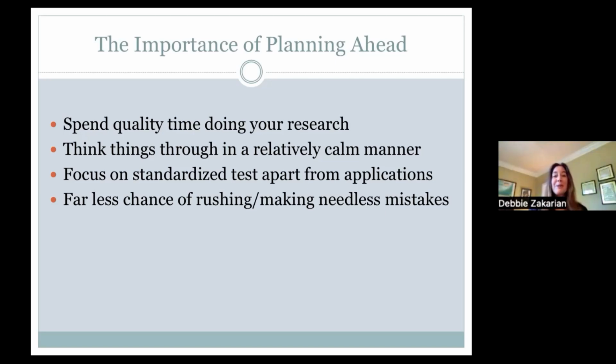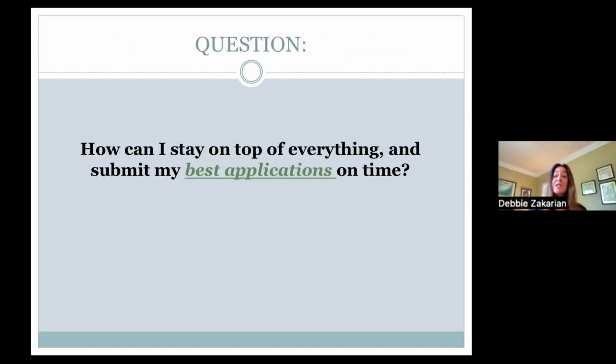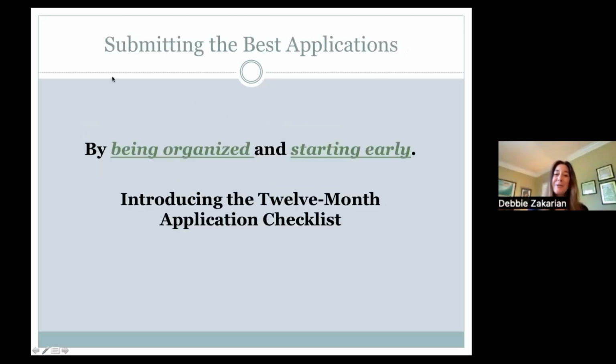Well, this leads us to our next question, which is, how can I stay on top of everything? This is a lot of information, and I want to submit my best applications on time. And the answer to that is twofold. Number one, by being organized, and number two, by starting your process early. And Dr. Don is going to come back on now and introduce to you our 12-month application checklist to help you through this process. Dr. Don?